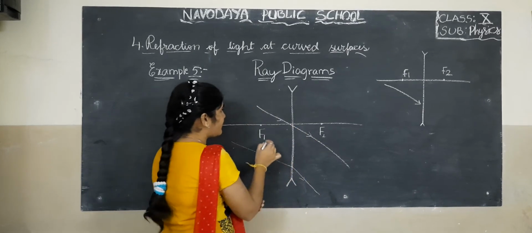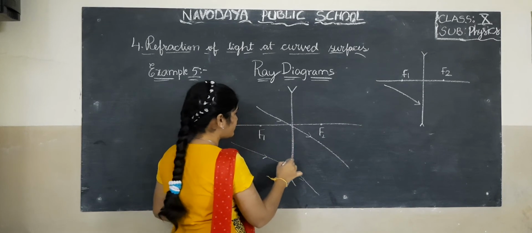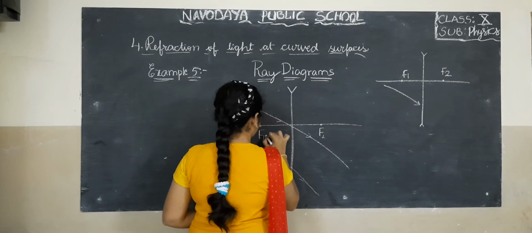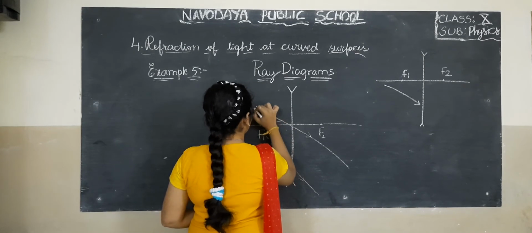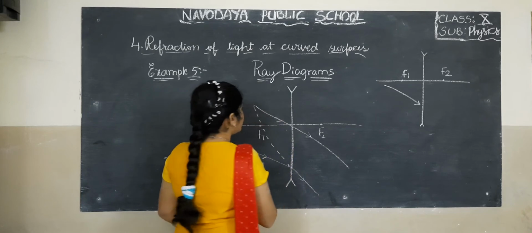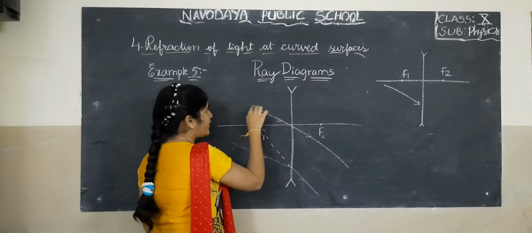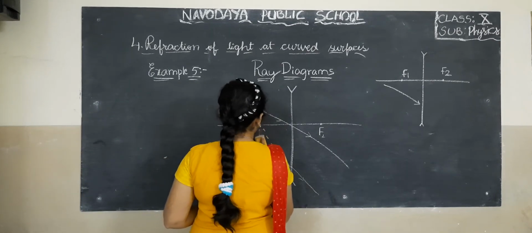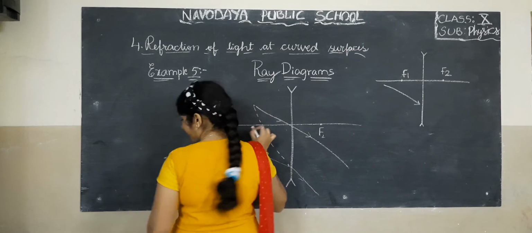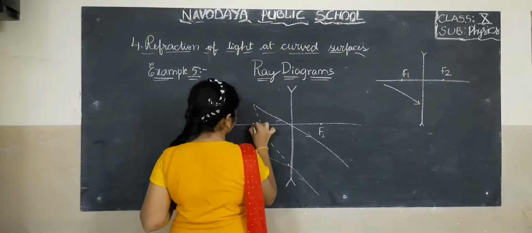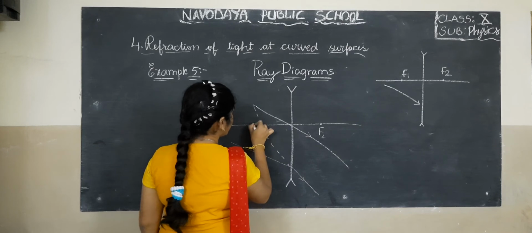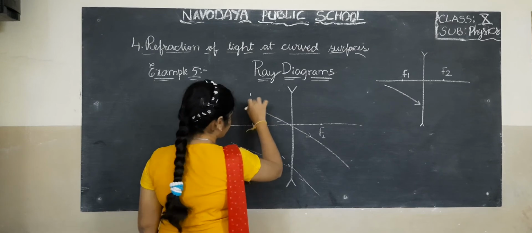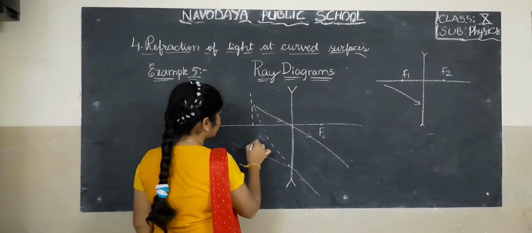Now we have to extend the first light ray towards the second light ray in the backward direction. These two intersect at a point. Now we have to draw a normal from the intersected point. That's it.